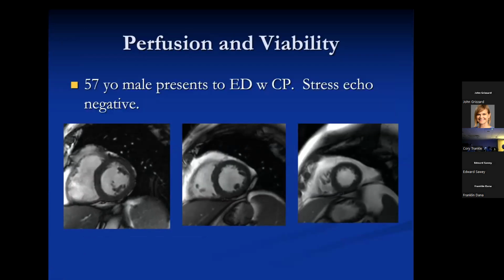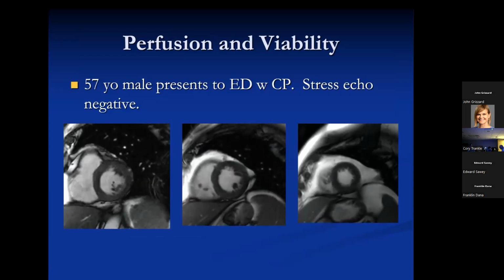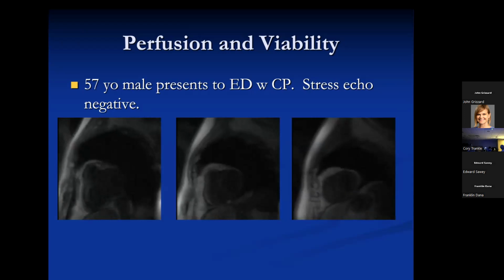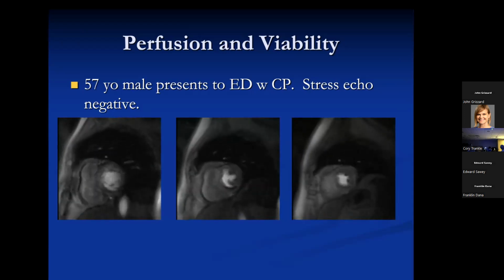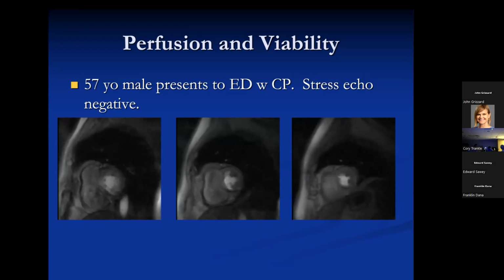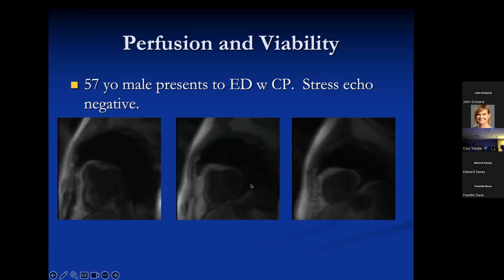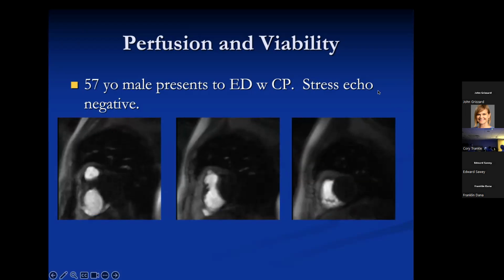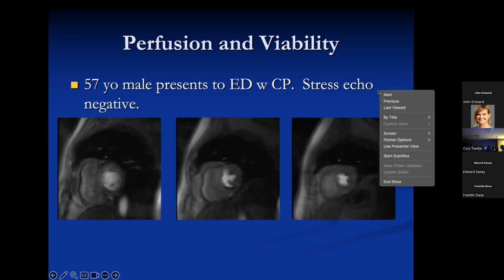So here's a case that I got from Duke, actually, of a 57-year-old guy presenting with chest pain. His stress echo, interestingly, was negative. They did a perfusion scan, though. And I'm going to let that play a little bit because it goes by fairly fast. Look at the middle frame. And I think you can see an inferior wall deficit or dark area. I'll freeze that for just a second down here.